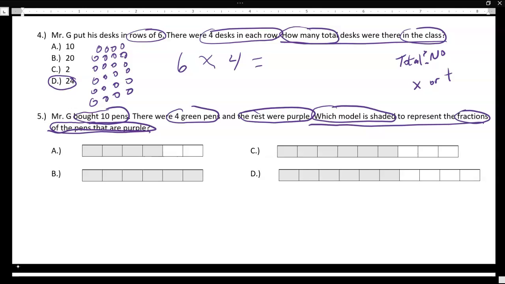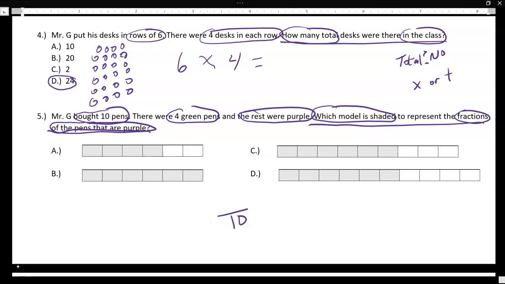Okay, now looking at this right away, we know that we're going to have a fraction here, yes? Yes, sir. We have these fraction bars here, so we're going to have a fraction. Now, if we have 10 pens, what's going to be our denominator? 10. That means that we have to have how many blocks? 10. If it does not have 10 blocks, then it cannot be the answer.